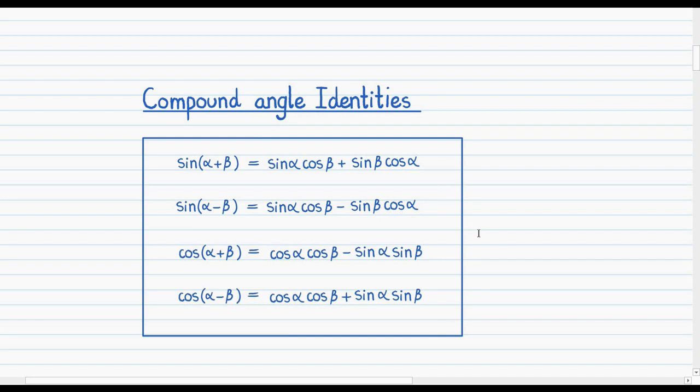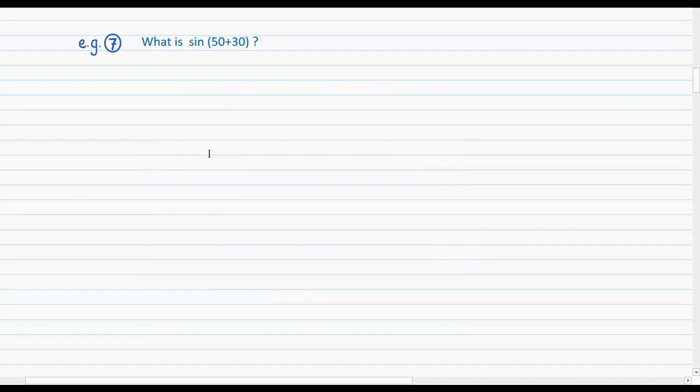Here's an example. The question asks, what is sine of 50 plus 30? And by applying the compound angle identity for the addition of two angles with sine, this becomes sine 50 cos 30 plus cos 50 sine 30. Then you can further simplify this by substituting cos 30 and sine 30 with the values from the special angle triangles, where cos 30 is root 3 over 2 and sine 30 is half.